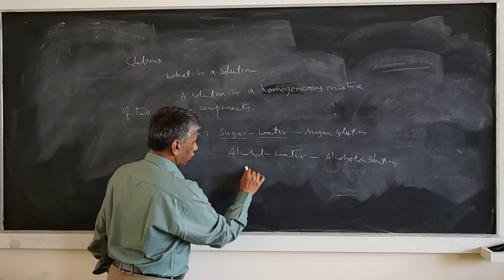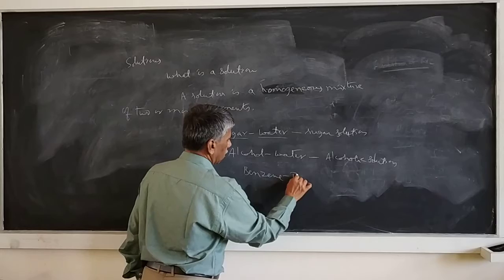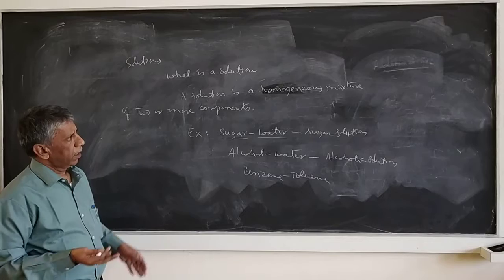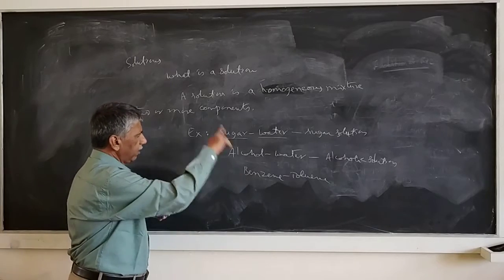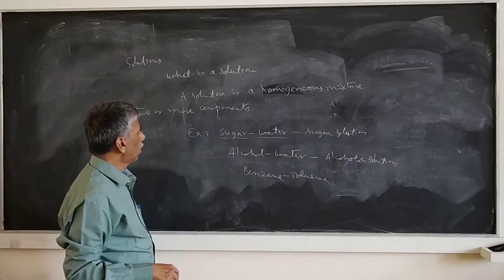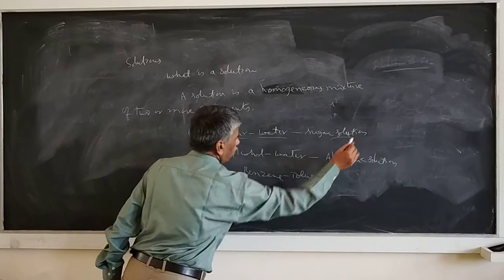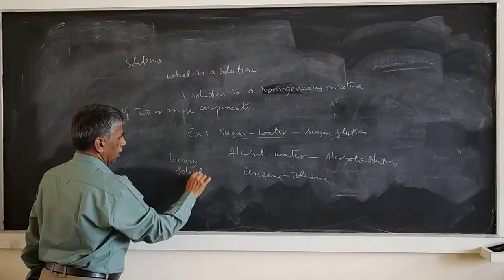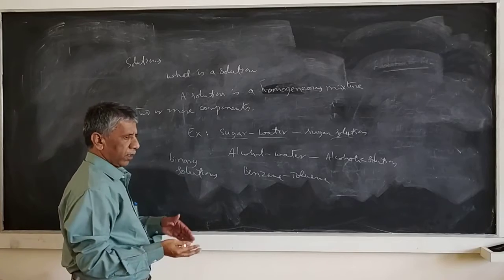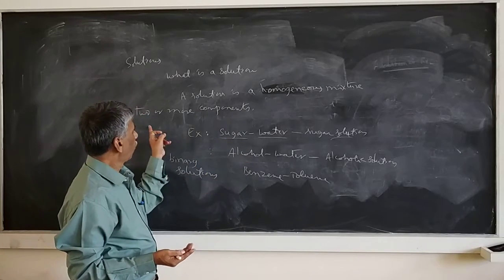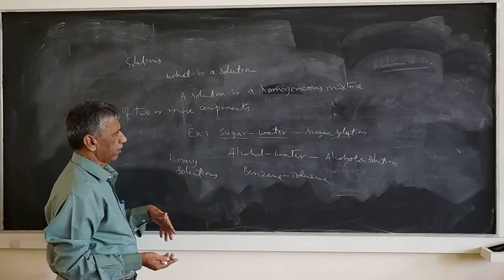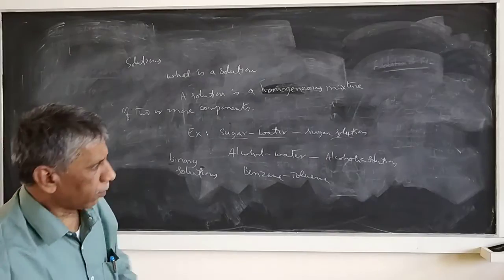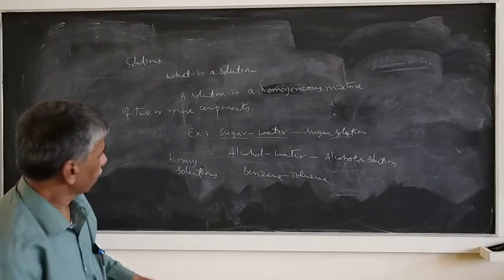Okay, benzene, toluene. In all these examples, I have taken only two components. Therefore, such solutions are called binary solutions. A solution which contains only two components. Such solutions come under the heading binary solutions. Okay? And also, you observe one difference here.